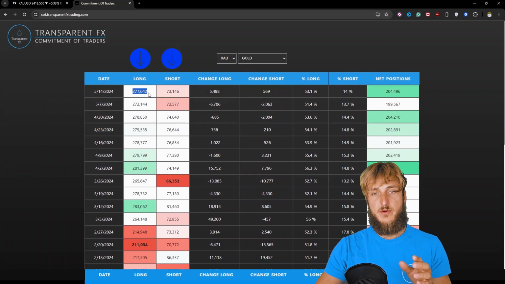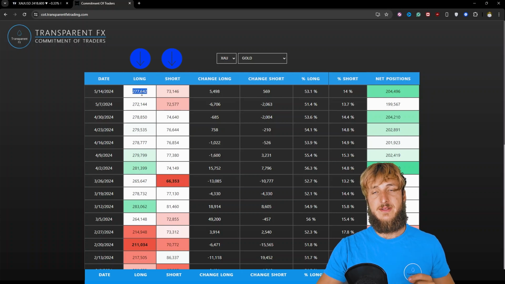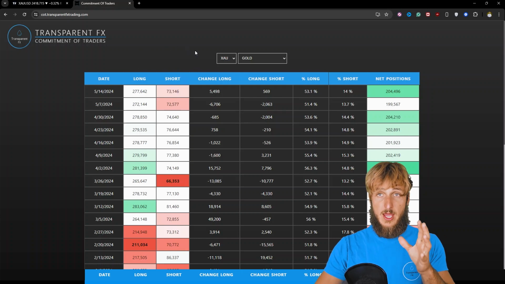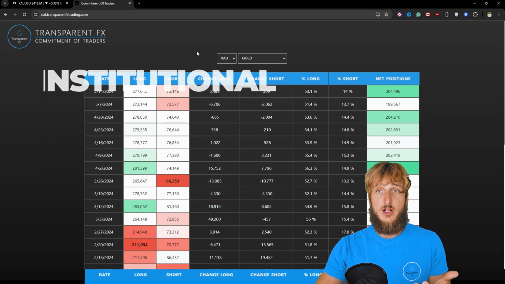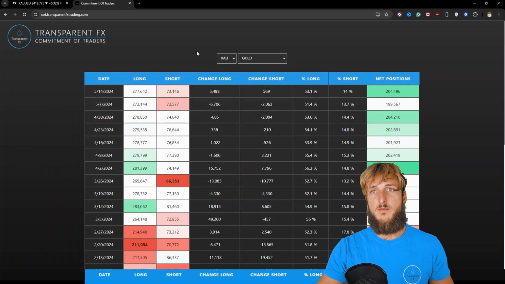So at the moment, from an institutional perspective, we're sitting with 277,000 longs compared to only 73,000 shorts. So clearly, institutions do expect gold to be more bullish, and they are longing gold aggressively. Now, let's keep that in mind and move back to the analysis.